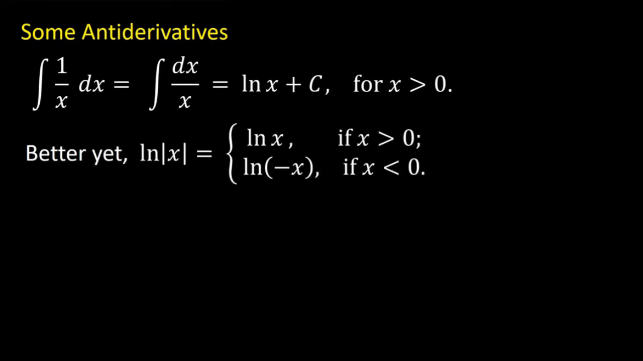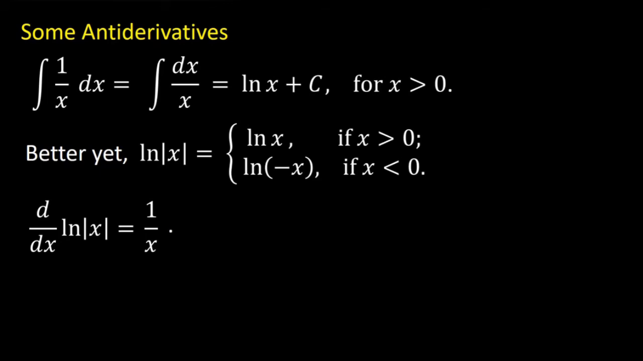So how do we find that? Well, you look at this function, natural log of absolute value of x. So here we mean you take natural log of x when x is positive. You take natural log of negative x if x is negative. This is now defined for all non-zero x values, and you can check that its derivative is 1 over x.